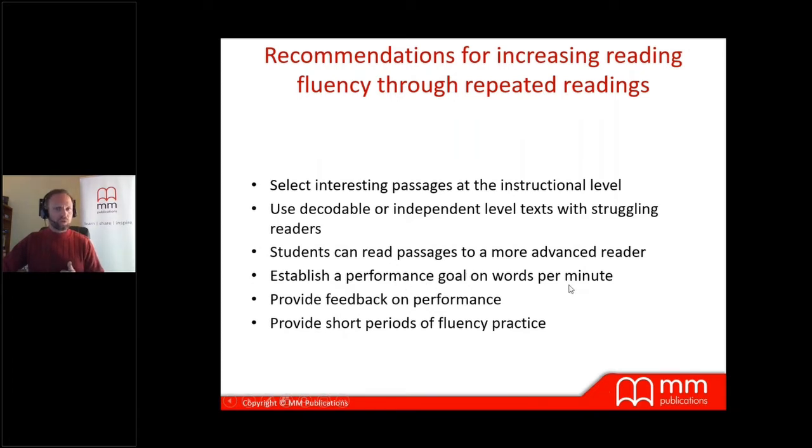Establishing a performance goal on words per minute, what I mentioned in the previous activities, and how we can get a measure of accuracy level and rate. Providing feedback on performance and providing short periods of fluency practice, like the set phrases that we mentioned before, are good ways of implementing some of these interventions without necessarily escaping from the content of your teaching, right? It could be customized to fit into your lesson and what you are teaching.